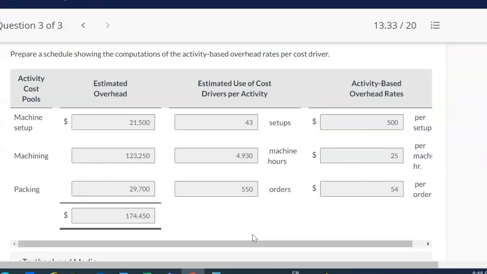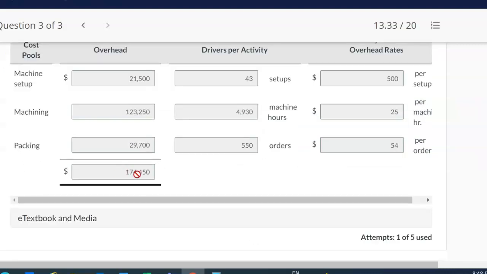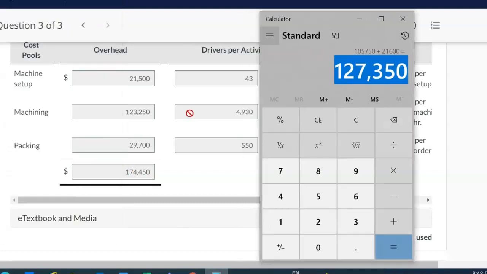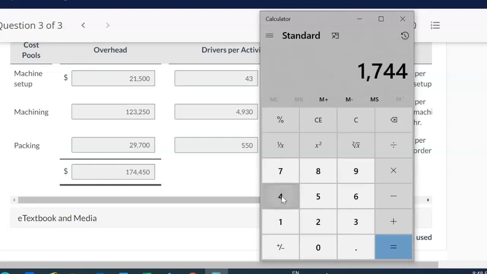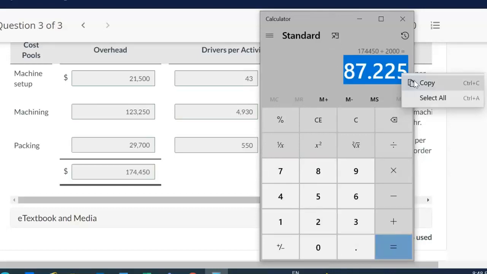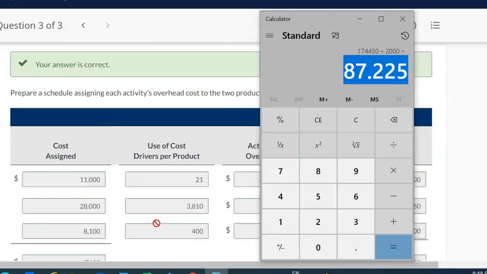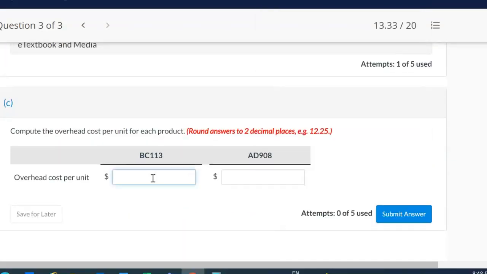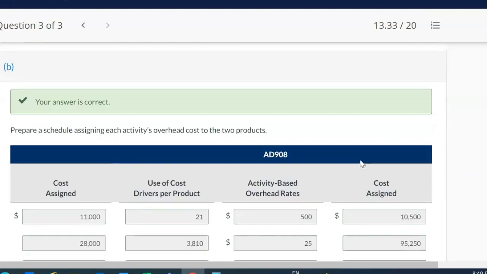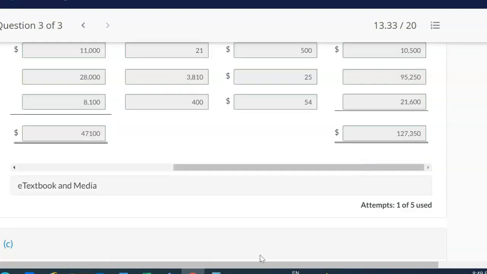Direct material, unit cost, direct labor. Divided by this, sir? Yeah, by 2,000. This number by 2000, right? Yeah, the overhead. It would be $87.225. How many decimal points does he want? $87.23. Yeah, good. And the other one is 1,000, so just get it.